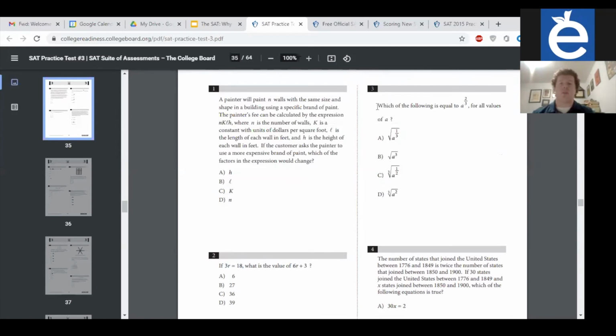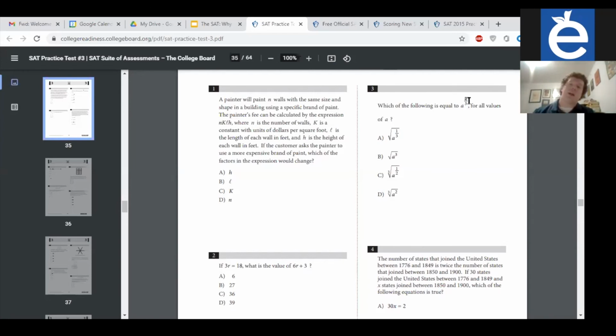All right, let's look at number 3. Which of the following is equal to a to the 2/3 for all values of a? This kind of question, it's really valuable to know your rules of exponents. Rules of exponents don't come up very often on this kind of test, but when they do, it's really useful to know them, because you can work around them sometimes, but if you don't know them, they can be very difficult.